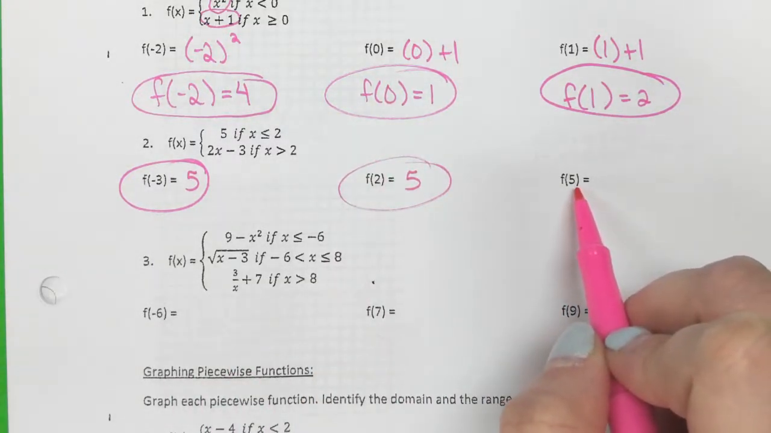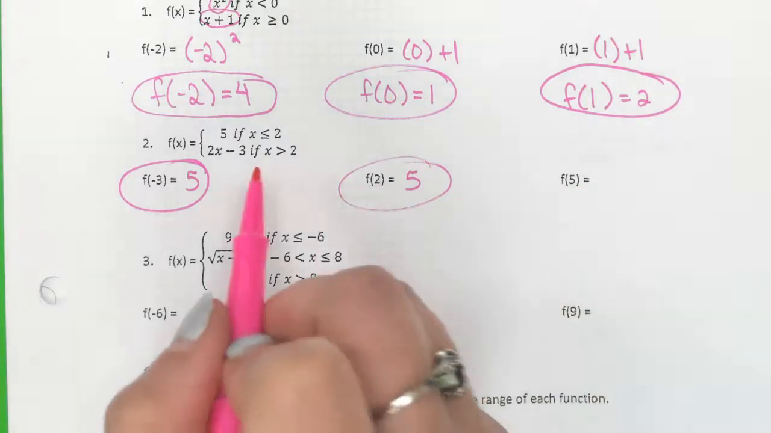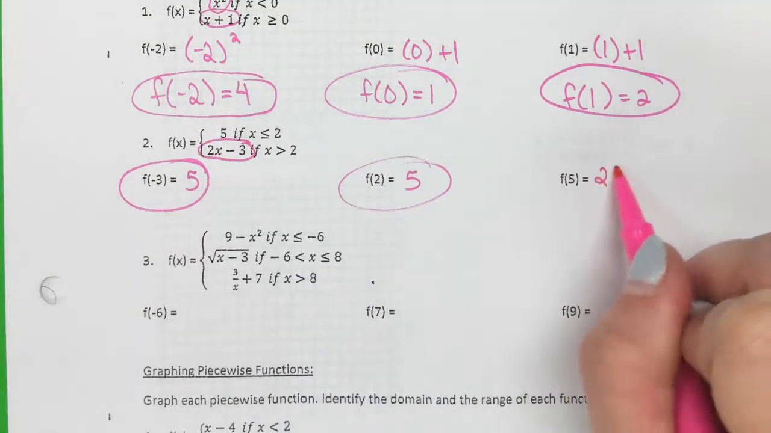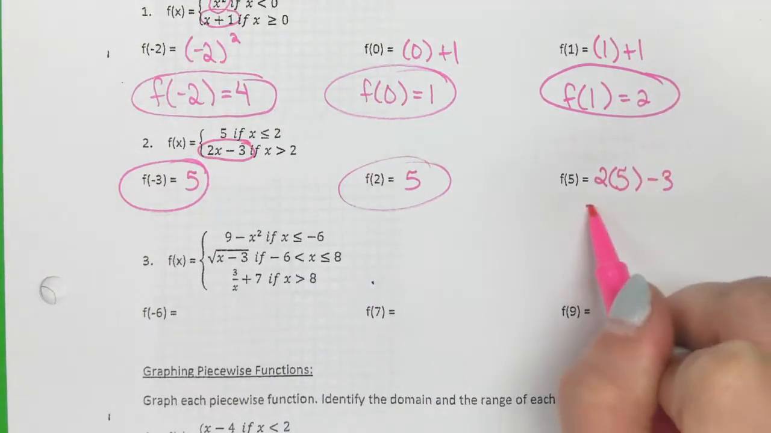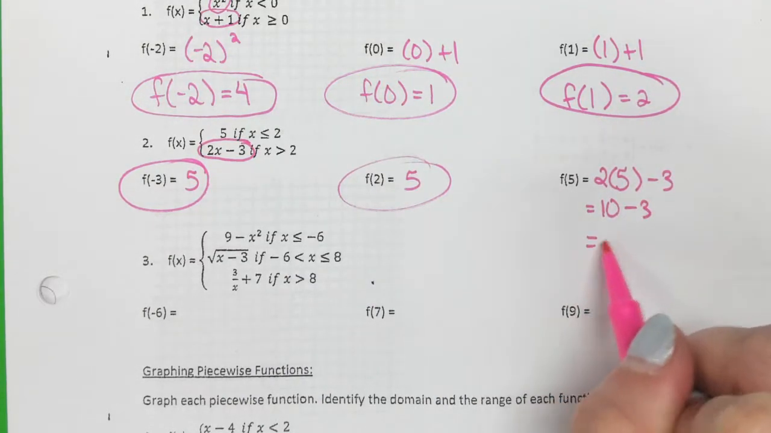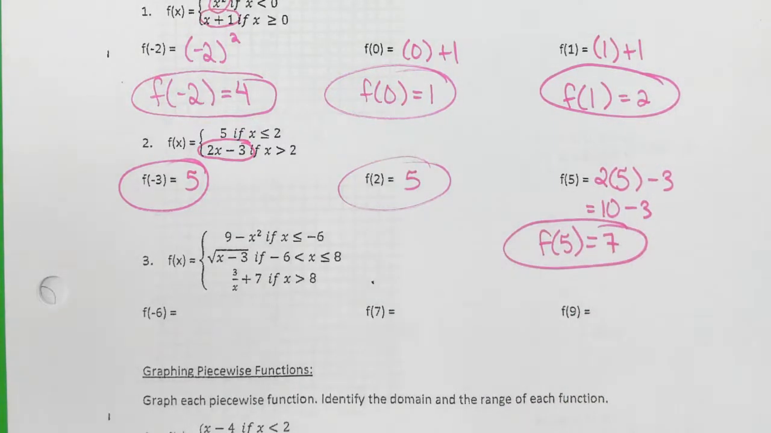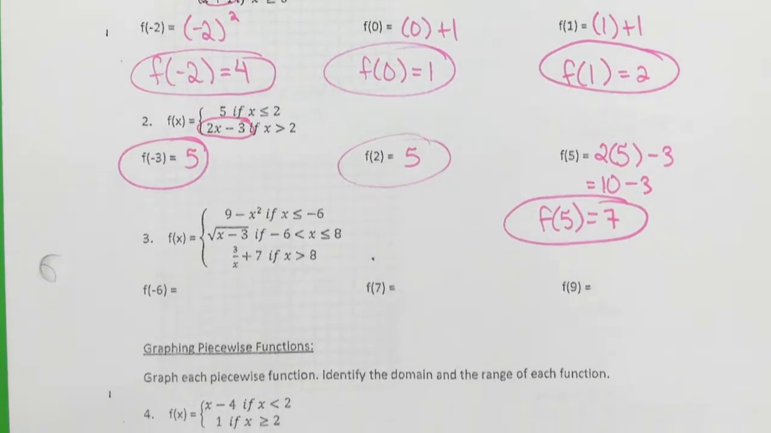What about 5? 7. Ooh, yeah, very nice. So we're going to plug that into here. 2x minus 3. 2 times 5 minus 3, and that is 7. Very good. Please make sure you write your answer correctly. F of 5 equals 7. Alright, here we go. Last one, number 3.